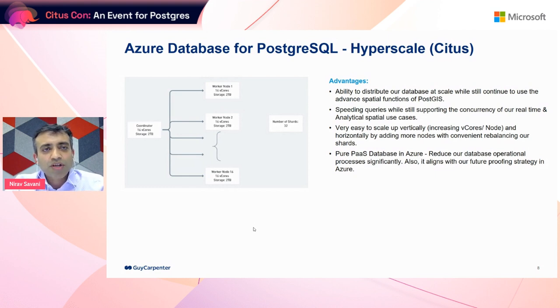This is our configuration. We have one 16-core coordinator, and 16 worker nodes, each with 16 cores and 2 terabytes of storage. The number of shards we have configured is 32. I'll show some details about shards later on.